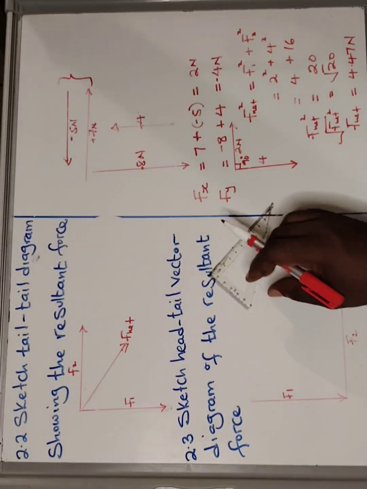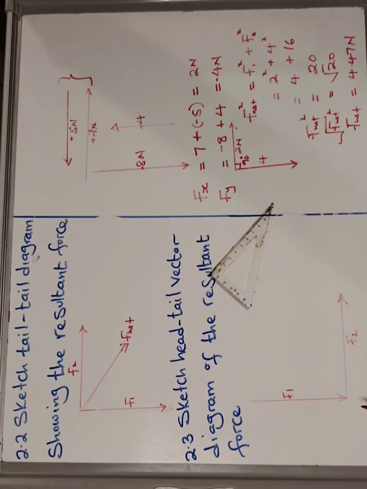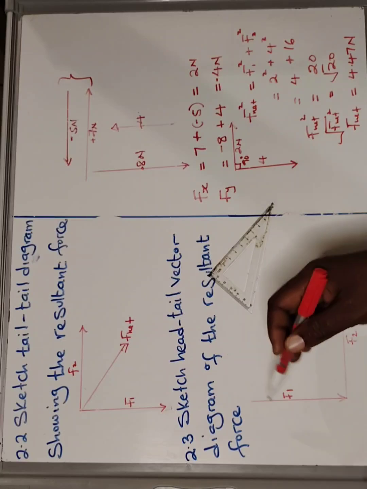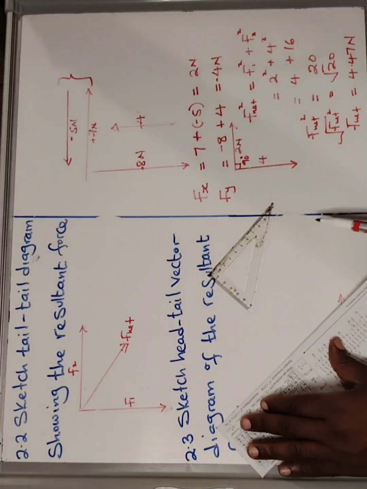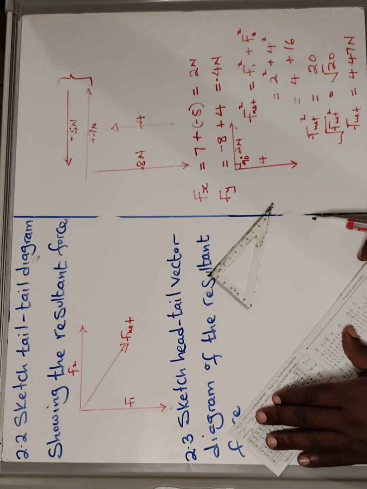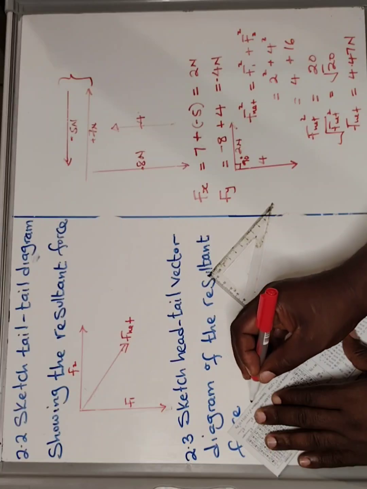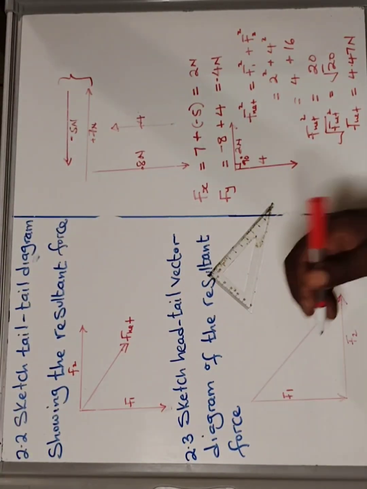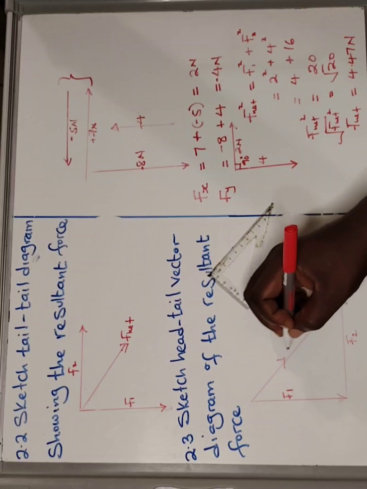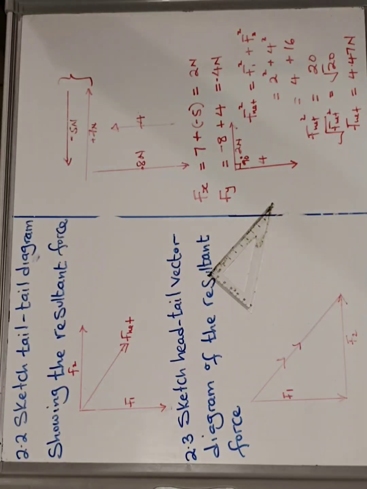And you have to remember that F net, or resultant force, has to be in the same direction as this too. So what I'm going to do, we have it here, and it comes like that. So this is the head to tail vector diagram.